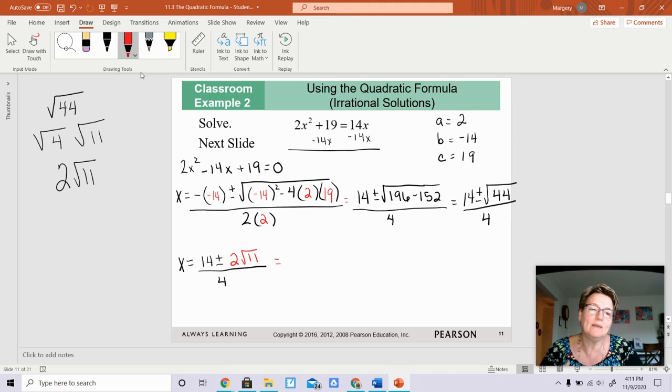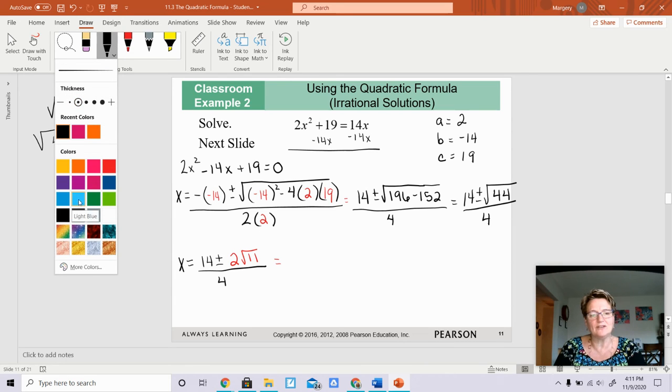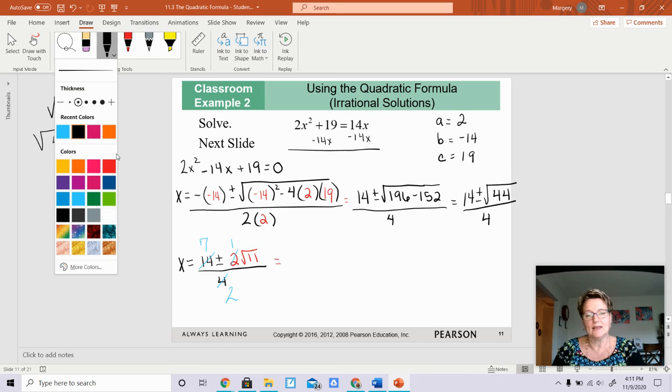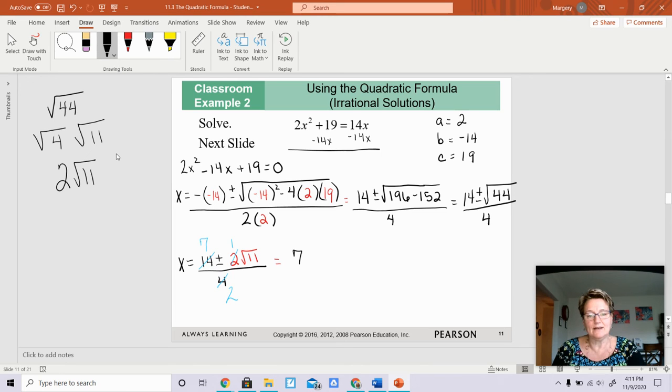Now, before we move on, you need to look at everything on the outside of the radical. We have a 14 here, we have a 2 here, and we have a 4 here. If they happen to share something, you want to factor that out. 2 goes into 2 once. 2 goes into 14 7 times. 2 goes into 4 twice. So you're going to end up with 7 plus or minus the square root of 11 all over 2.